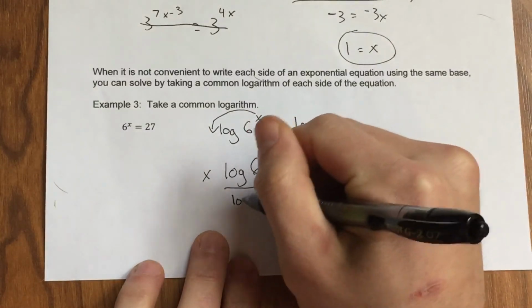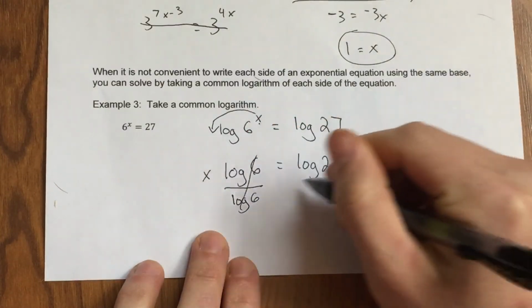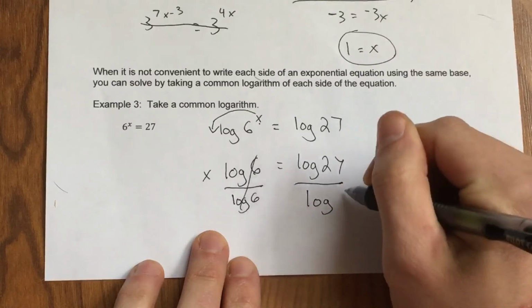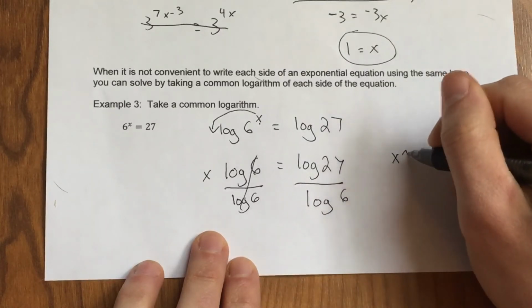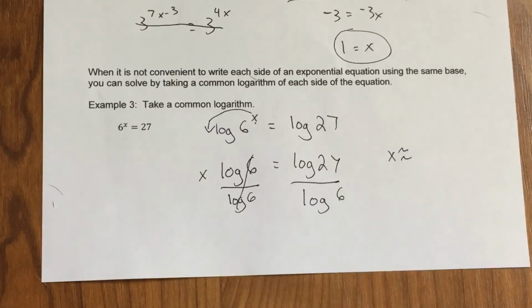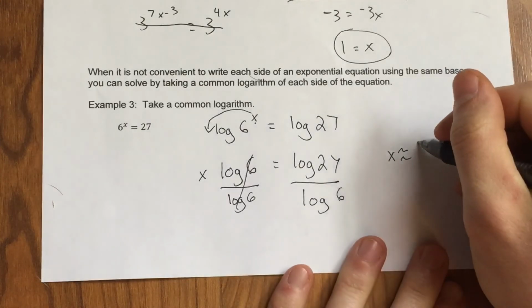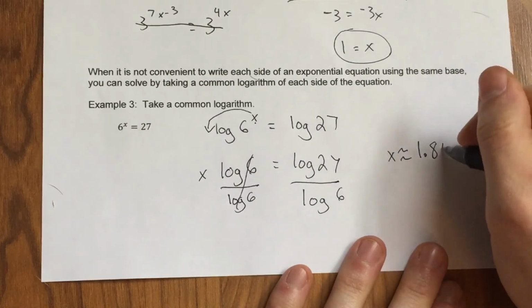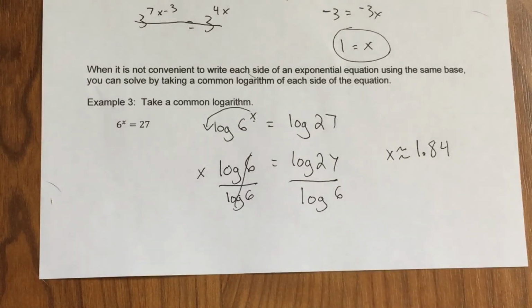Divide both sides by log of 6. Remember, log of 6 is just a number. Now, this is going to have a decimal answer. That's why I'm writing the approximate symbol instead of the equal sign. We would actually have to type this into our calculator. Log 27 divided by log 6. Go ahead and you can type it into your calculator now. I'm going to round my answer to the nearest hundredth. Rounding my answer, I would get x is approximately equal to 1.84.